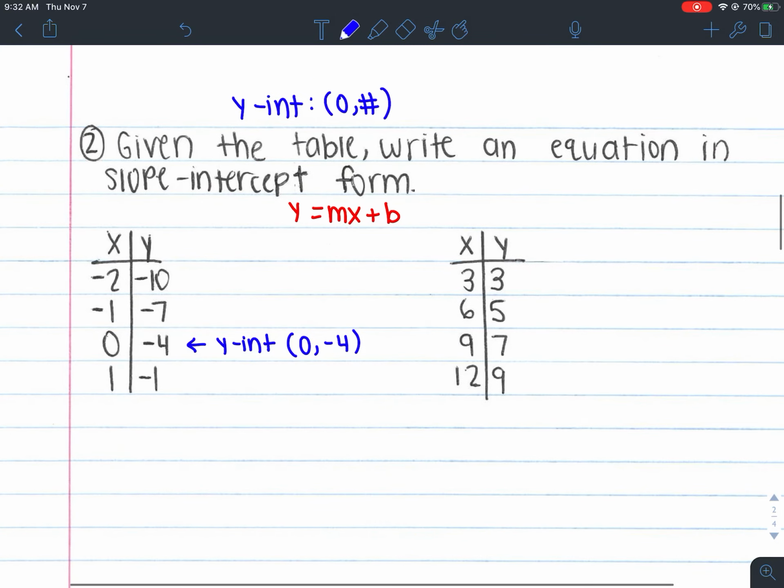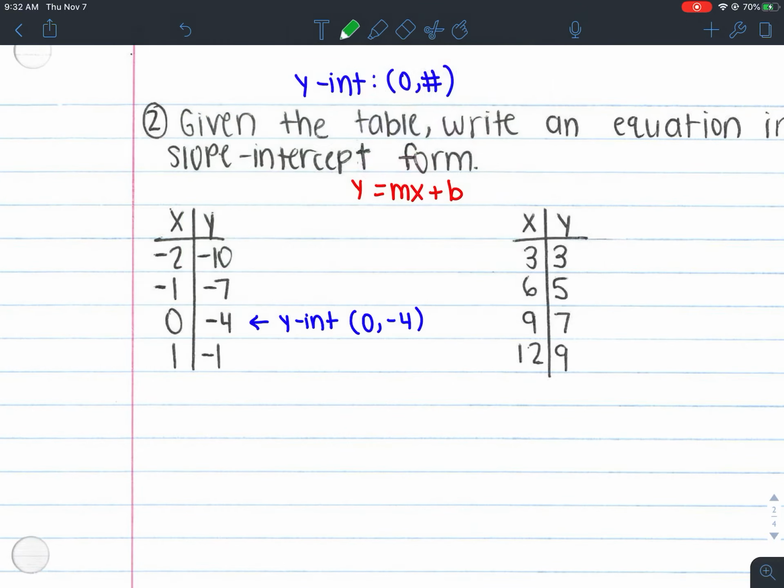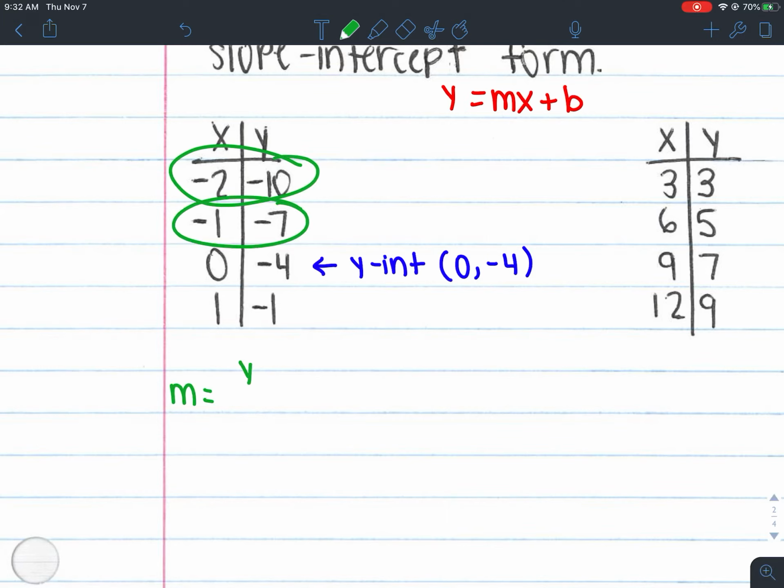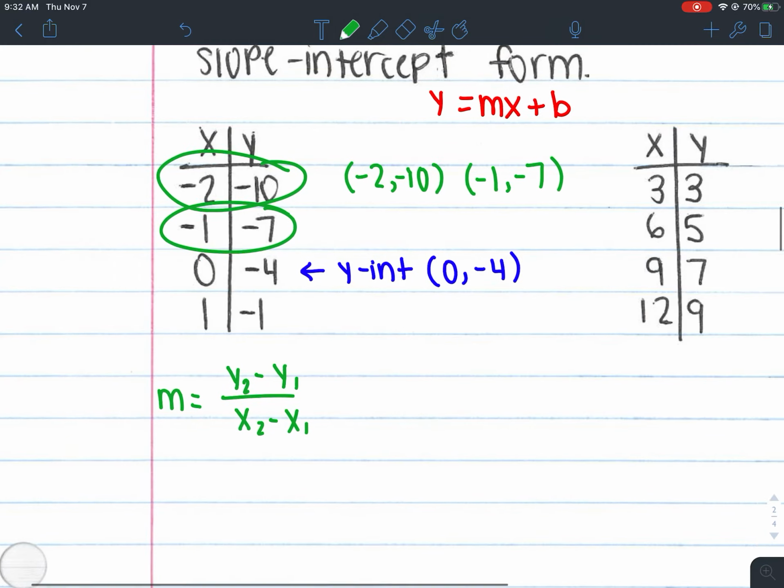But in order for me to write slope-intercept form, I also need the slope. So let's go ahead and find the slope. To find the slope, I can pick any 2 points. So I'm going to go ahead and pick the first 2 points to find the slope. Remember, our slope formula is y2 minus y1 over x2 minus x1. And I'll write my points out like this, just so that I see them.